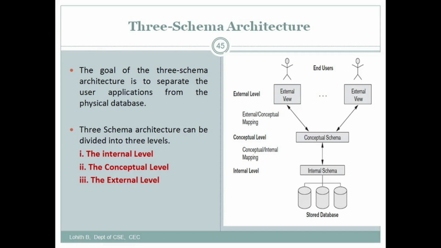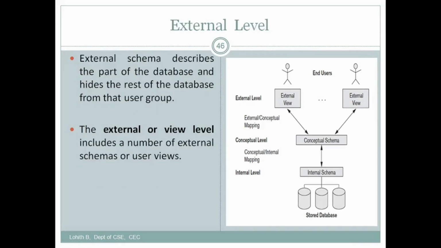The three schema architecture can be divided into three levels, that is the internal level, the conceptual level, and the external level. As you can see in the diagram here, the bottom level is called the internal level, the middle one is called the conceptual level, and the top one is called the external level. Let's understand the external level. The external schema describes the part of the database and hides the rest of the database from the user group.